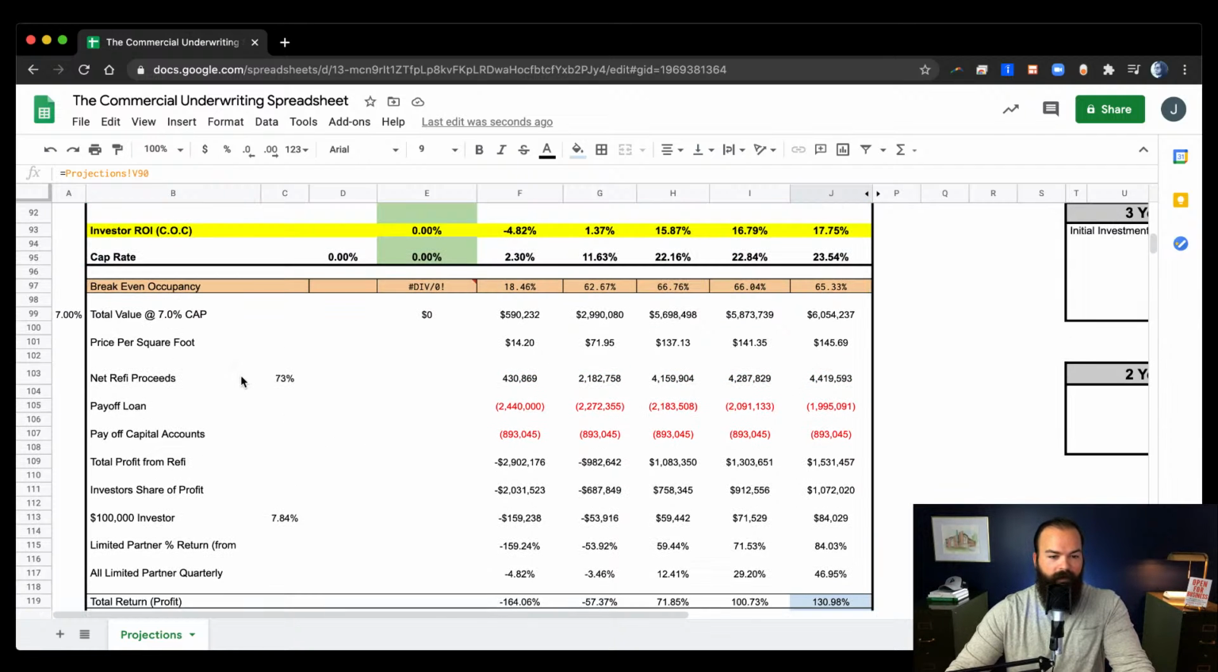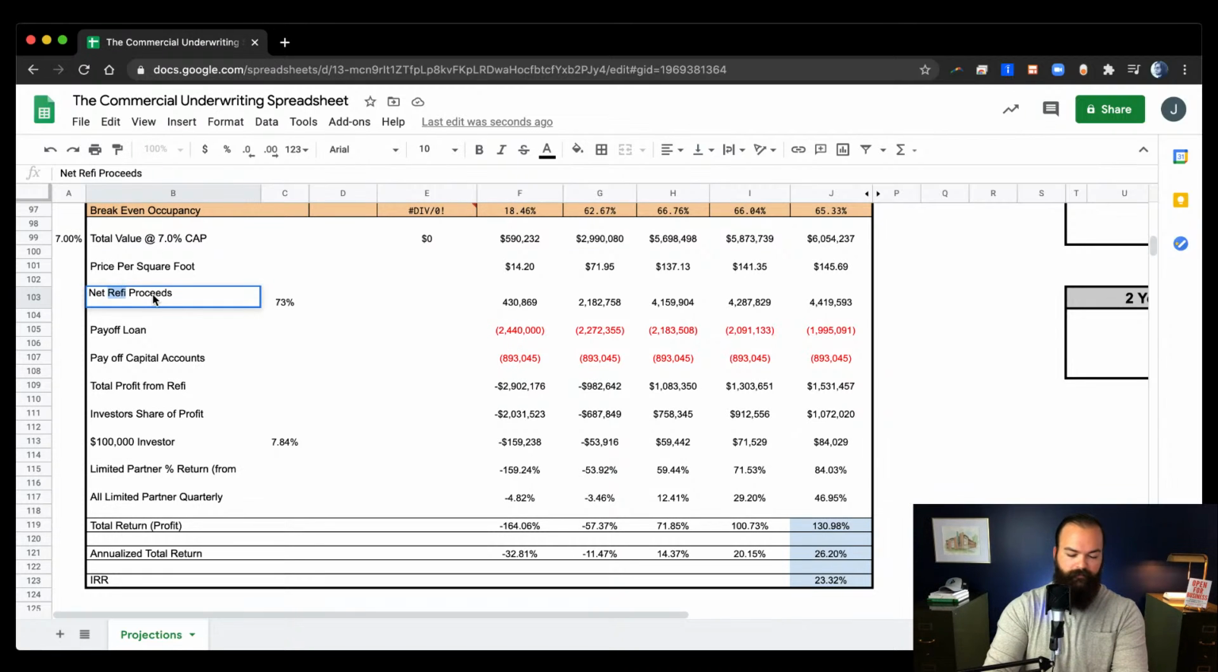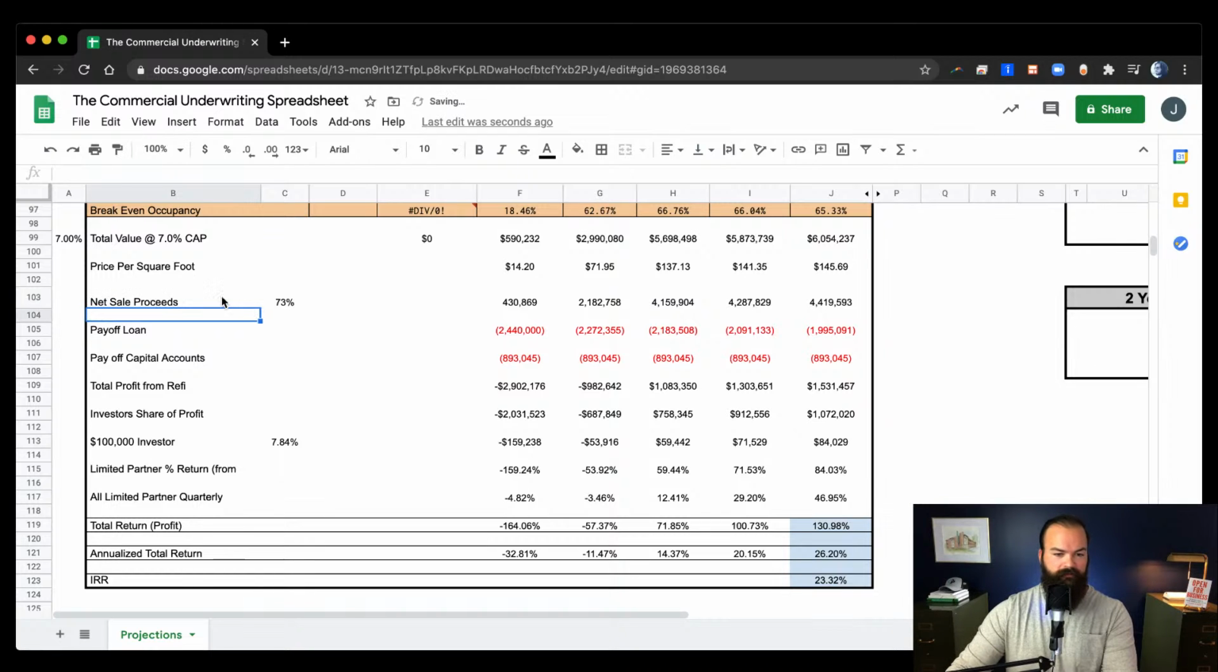Now, one other thing too, let's say you decide not to do the BRRRR method. You decide, actually, hey, we're just going to flip it. We're going to renovate it, stabilize the asset, and then we're going to sell it. If you were to sell it, let's say you've got 6% in commissions. I don't think you would be paying a full 6% on a $6 million sale. But let's say you've got 6% commissions and then 1% in closing costs. So you're walking away with 93%.